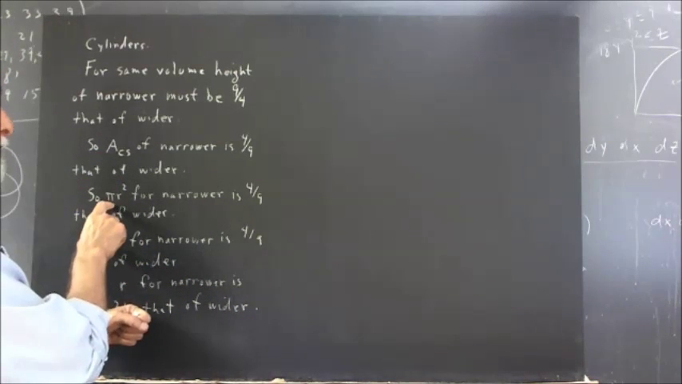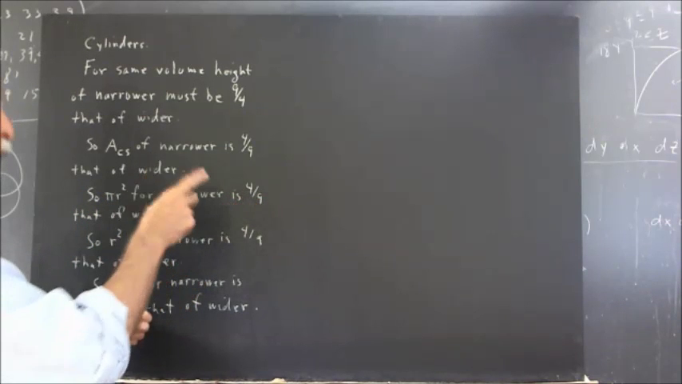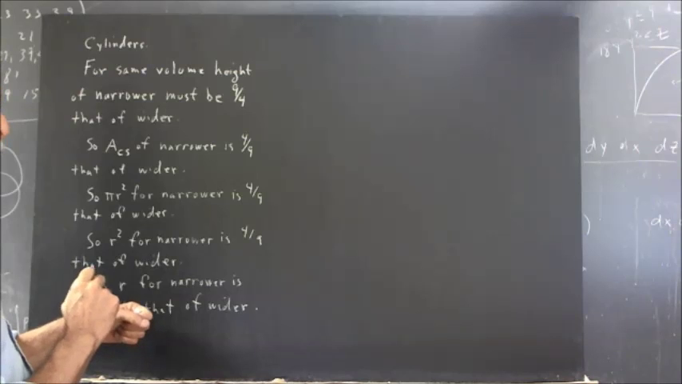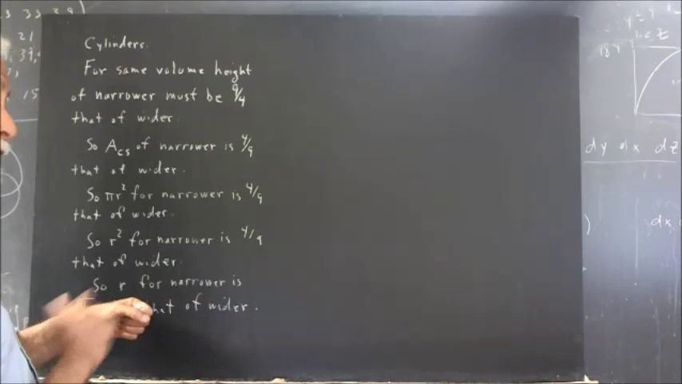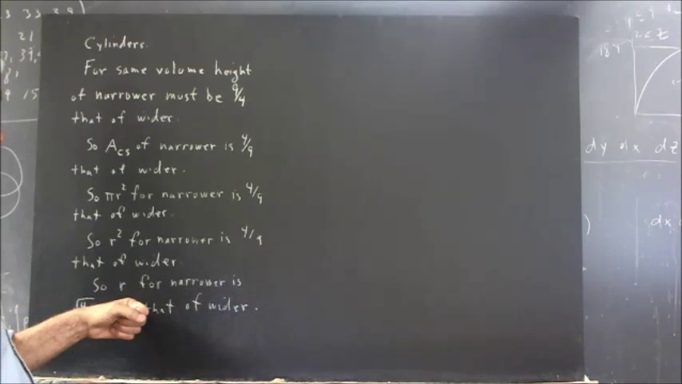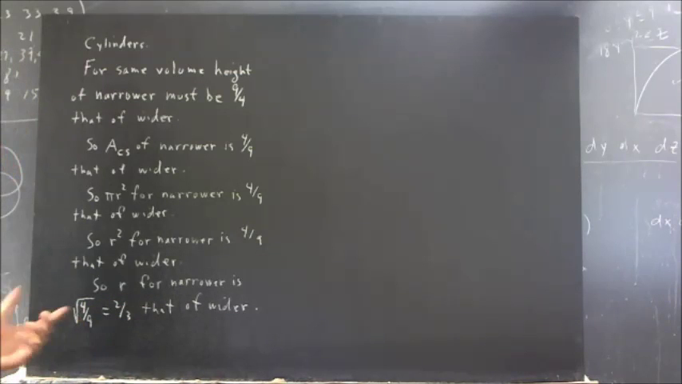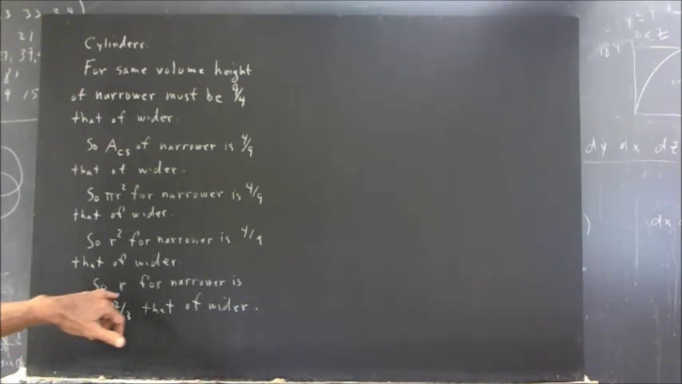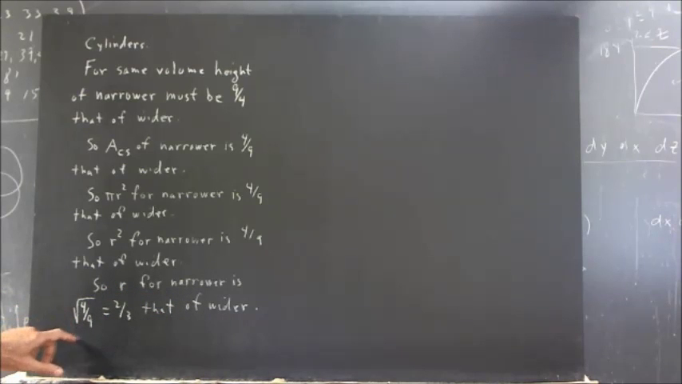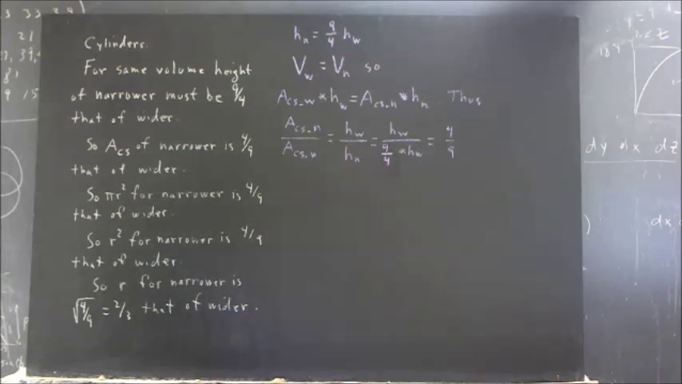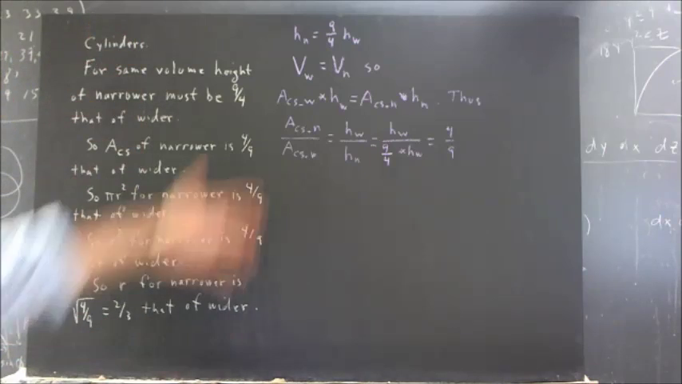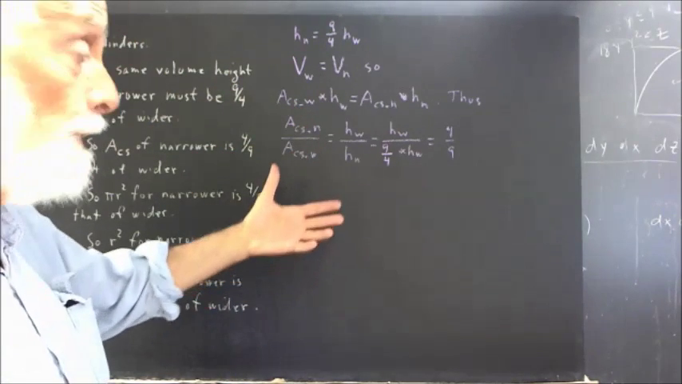Well, the cross-sectional area is pi r squared, so pi r squared for the narrower is 4/9 that of the wider, which means then that r squared for the narrower has to be 4/9 that of the wider. So what does that tell us about the relationship for the radius of the narrower? Well, reasoning leads us to the idea that r for the narrower has to be the square root of 4/9. Since r squared is 4/9, r has to be the square root of 4/9, which turns out to be 2/3 that of the wider. Okay, now this reasoning is sort of intuitive, and it's probably not as clear as it would be if you'd worked it out algebraically.